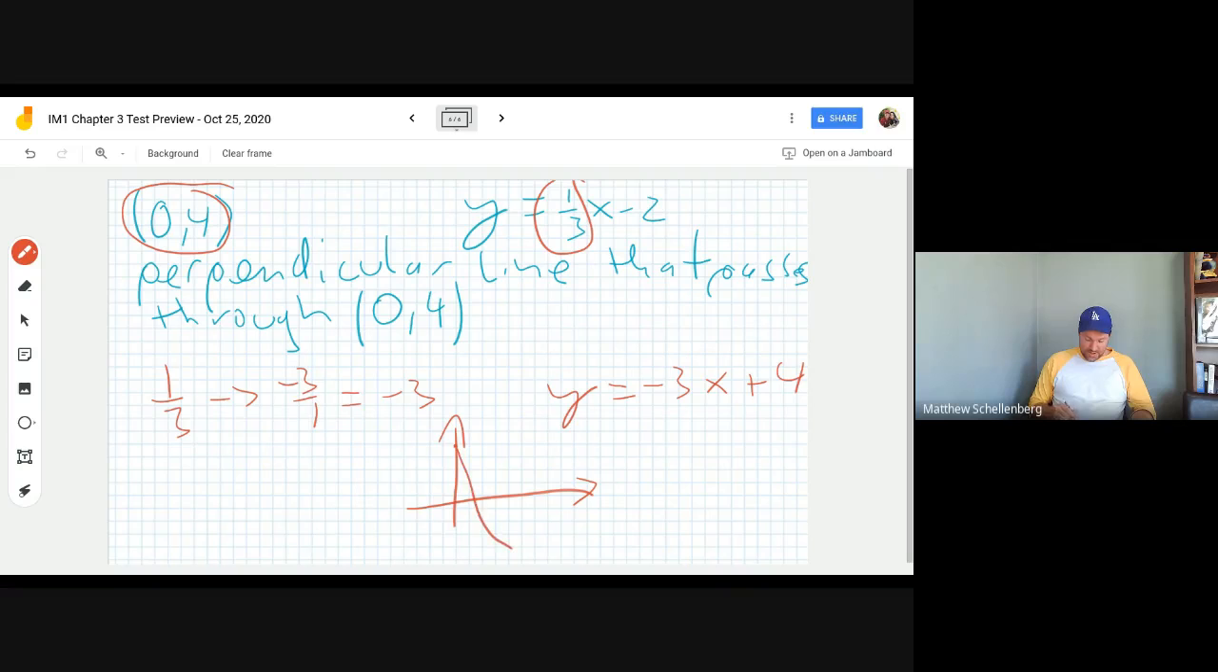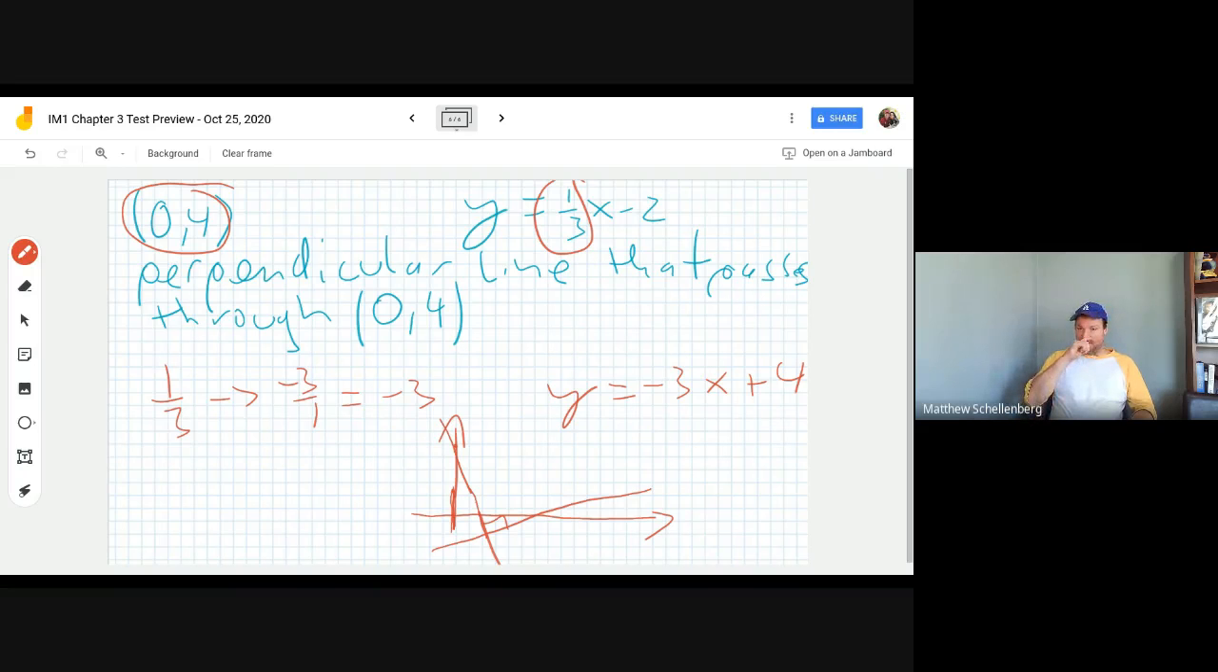That's a horrible drawing, and I apologize for the uneven line there, but maybe I'll just fix it real quick. That's a little better. Right, so that would be that line, and the original line would have been something like this, and so they would form a 90-degree angle.